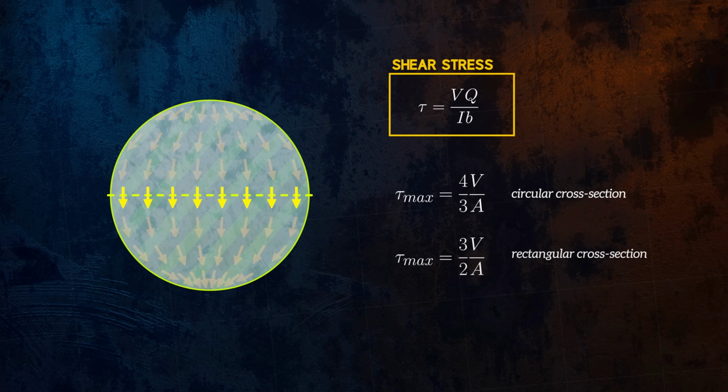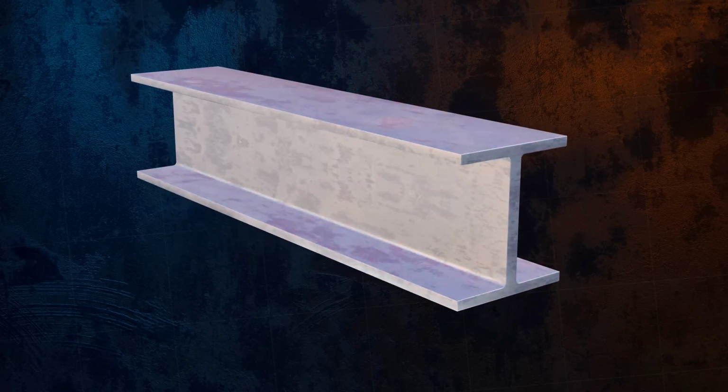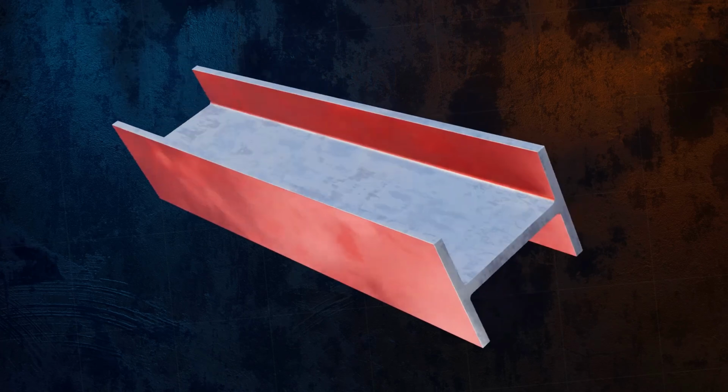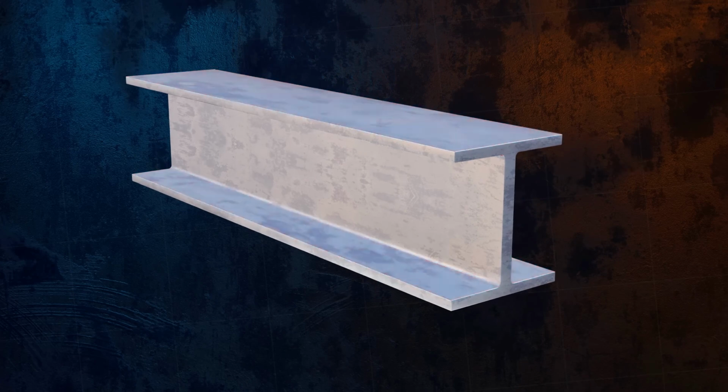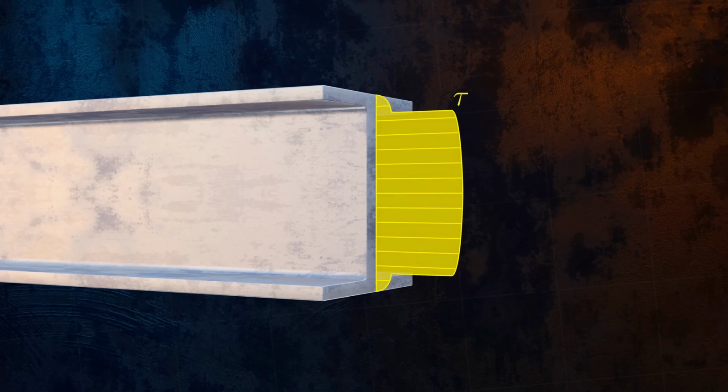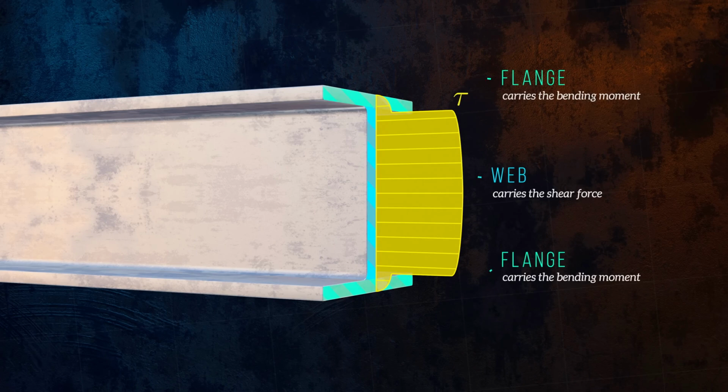We can also use the shear stress equation for thin-walled sections like this I-beam, although things are a bit more complicated. Because the vertical shear stresses at the surfaces shown in red must be 0, and because the flanges are very wide, the vertical shear stress in the flanges is very small. This means that the vertical shear stress is distributed like this. The web mostly carries the shear force, and the flanges mostly carry the bending moment, as we saw earlier.